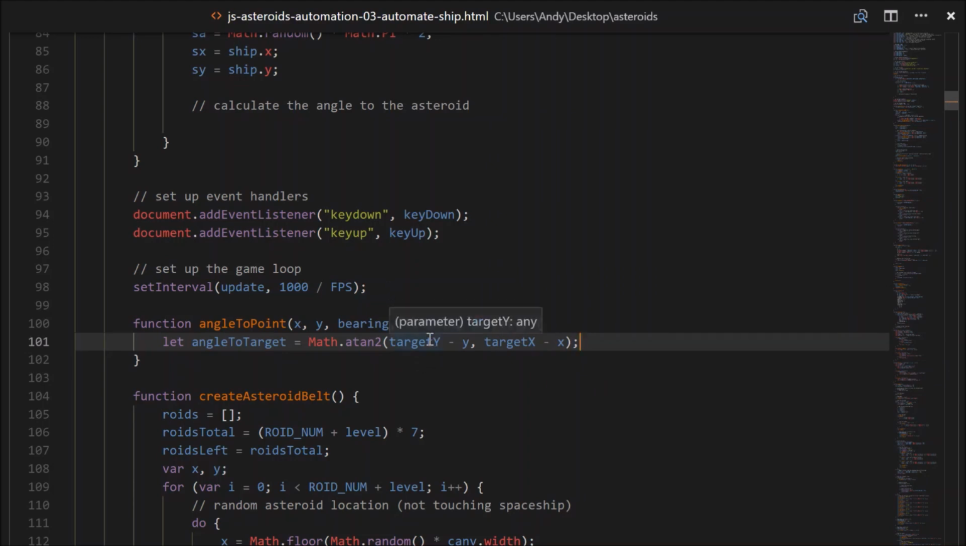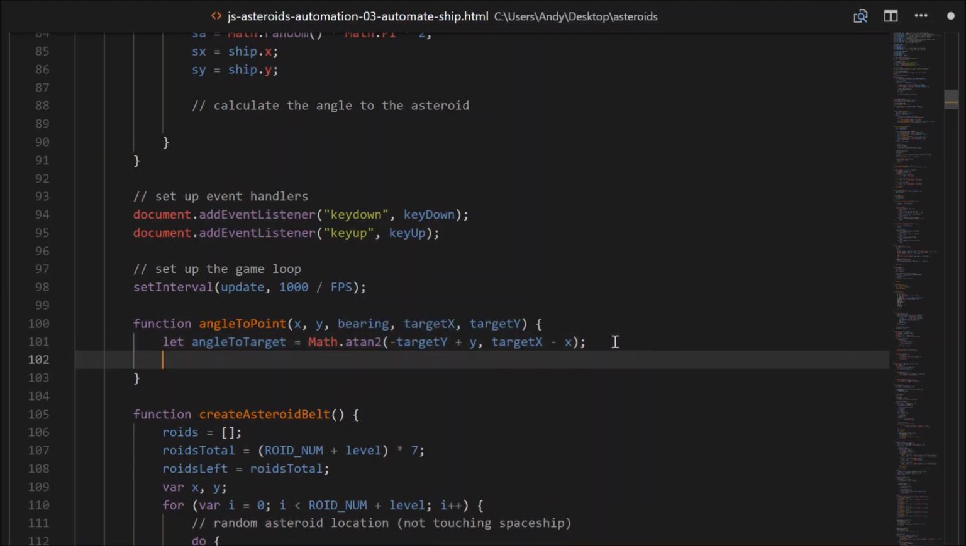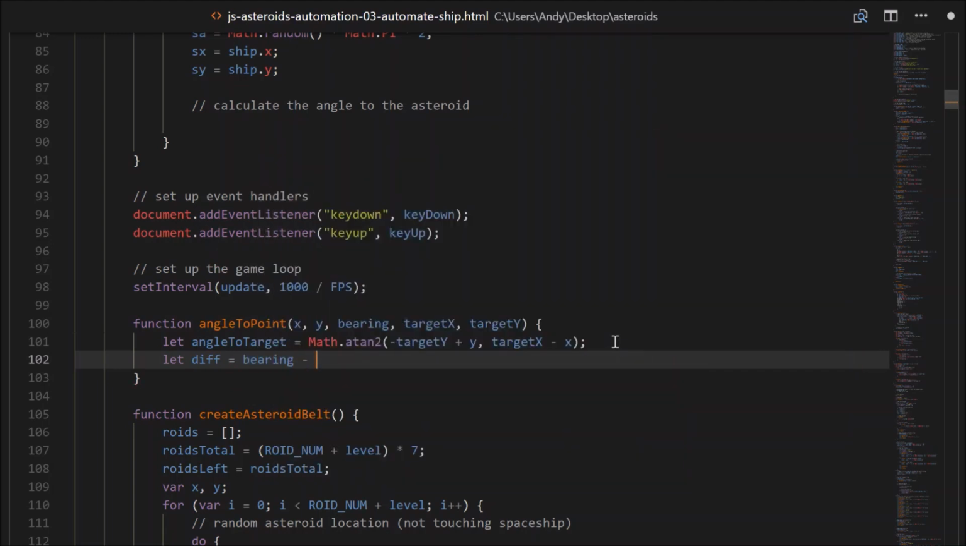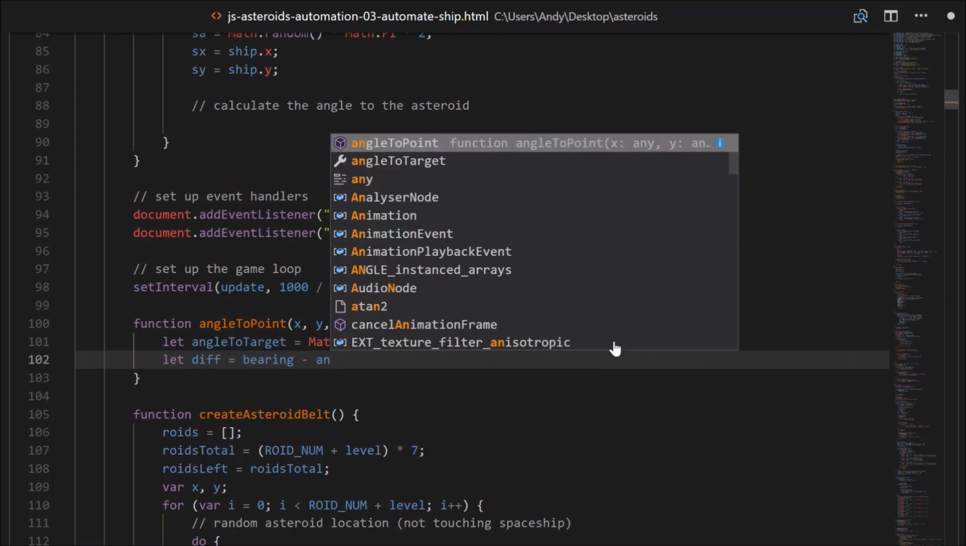However, because Y's on screen, like pixel-wise, are in the opposite direction, as we go up the screen, we're actually going in a negative Y direction. So we'll have to apply a negative to that and a negative to that. So it'll be minus target Y plus Y, target X minus X. Y, X, yep, that's good. We'll have to find the differences between our angle to the target and our bearing. So we can just go let diff equal our bearing minus the angle to target.